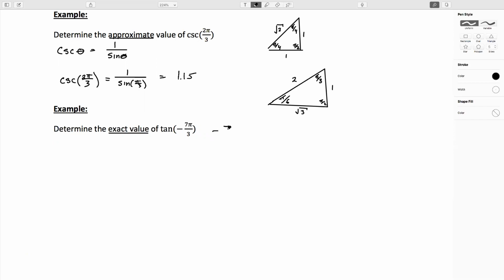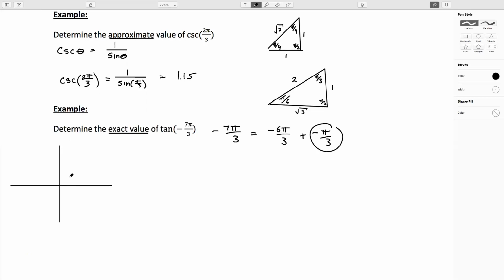So minus 7 pi over 3 equals negative 6 pi over 3 plus negative pi over 3. This is like one whole rotation, and this is what's left. So basically what we've done is we've gone pi over 3 past a full rotation. So I'm going to draw this out. Hopefully this makes it a little bit less confusing.